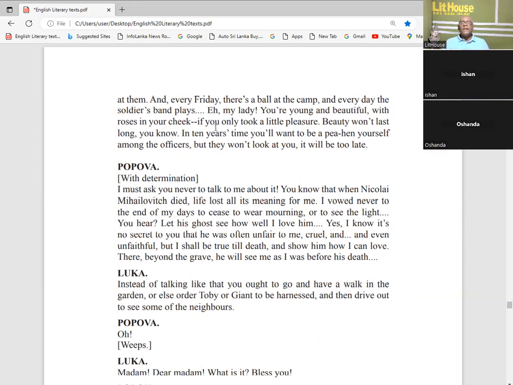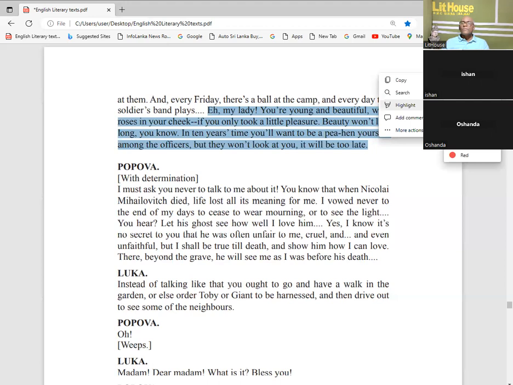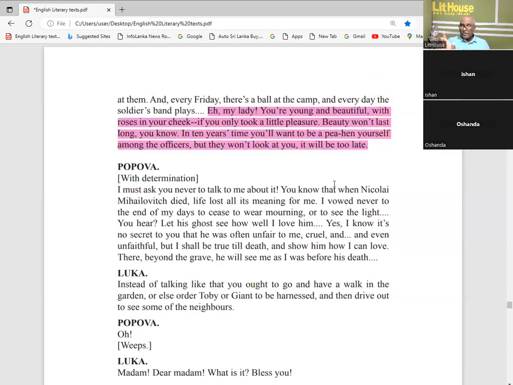Oh, my lady, underline. These are very important words. Now, Luca is a matured old man. He understands life, but Popoa never understands it. My lady, you are young and beautiful, still young and beautiful, with roses in your cheek. Underline roses in your cheek. What is the idea? Beauty, youthfulness. Roses in your cheek means youthfulness. You are still a youthful woman.